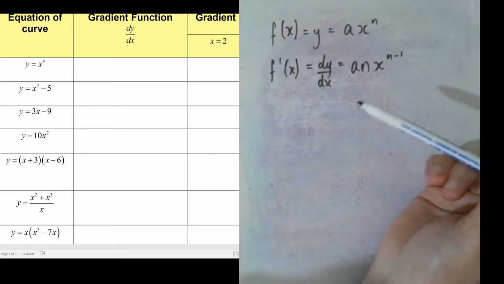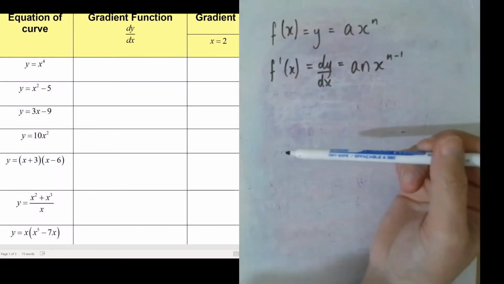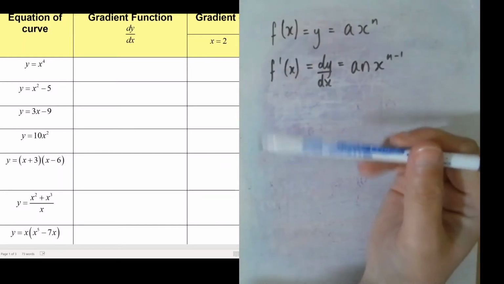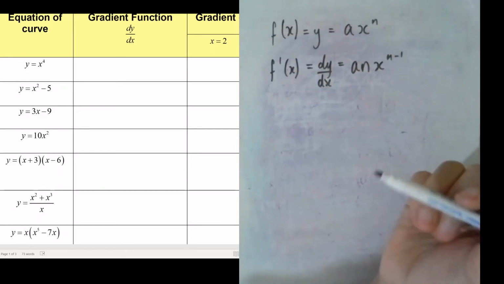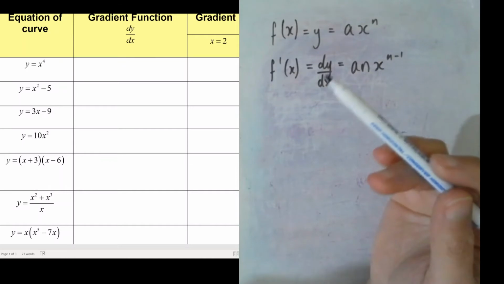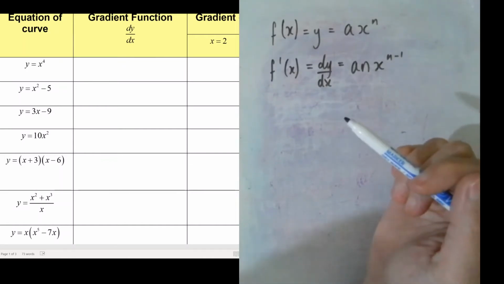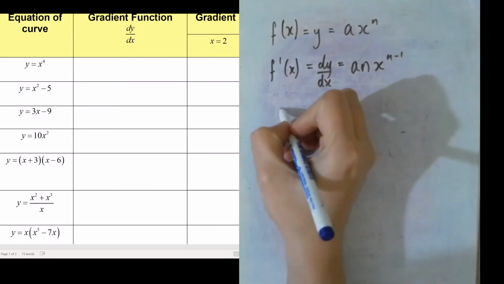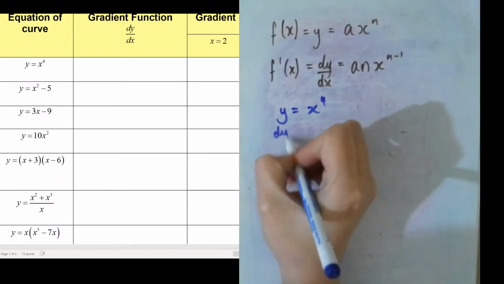So this first part of the lesson is just going to be about differentiating the expressions, and then just finding the gradient when x equals 2. Okay, just to get you into the habit of differentiating and then just finding the gradient of the differential at a specific point. So going for the first one, I have x to the power of 4.